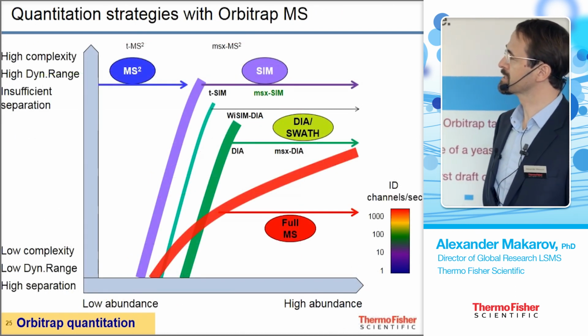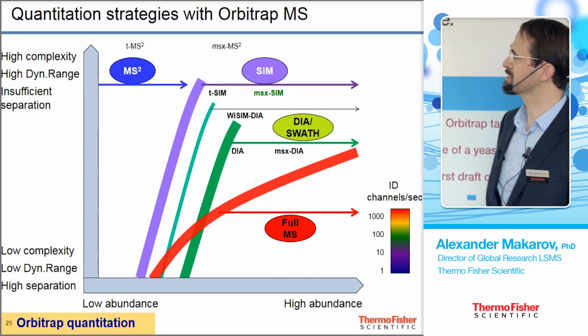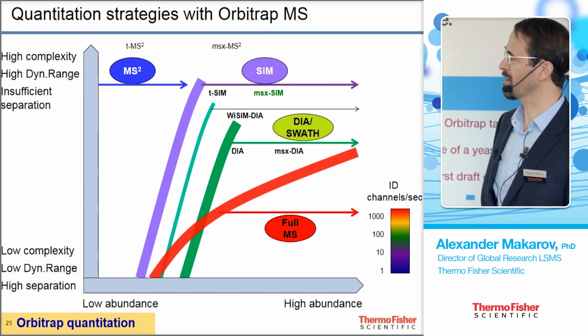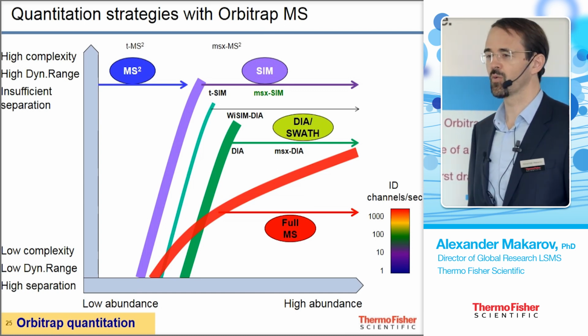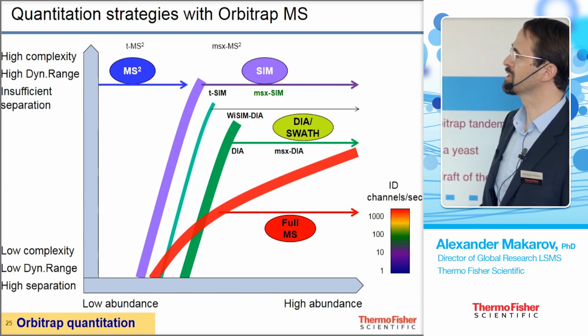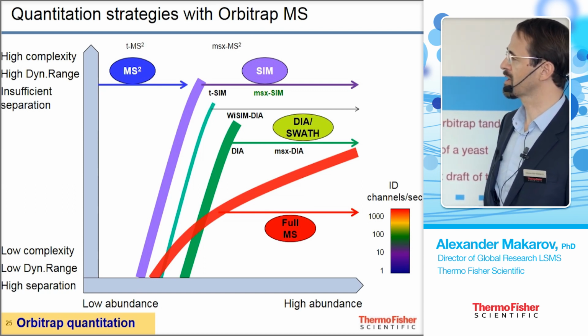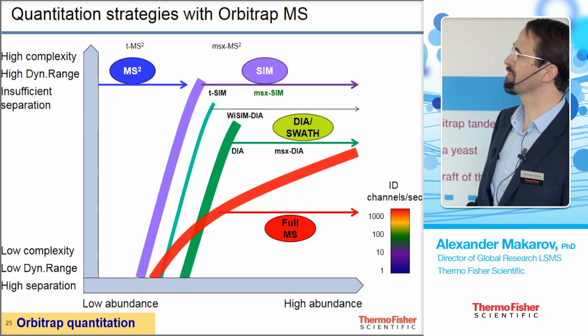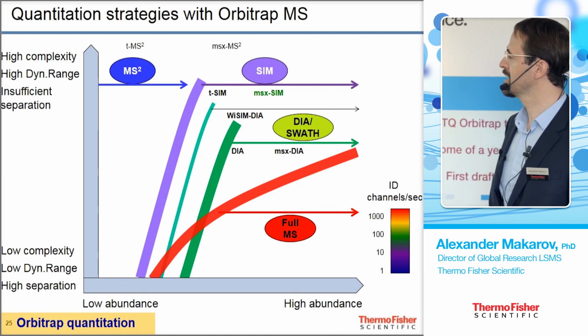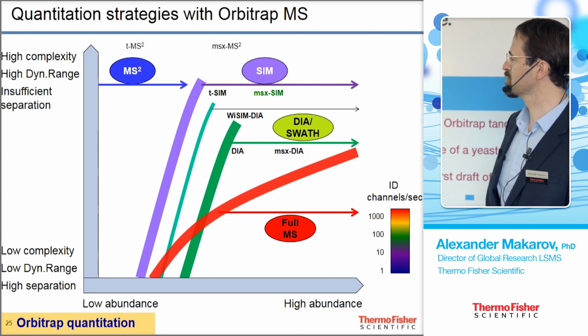And actually, all these different ways of operating with ions allow us to explore different quantitation strategies with Orbitrap mass spectrometry. Unfortunately, there is no one-size-fits-all, because we have a huge variety of samples, from low complexity samples of low dynamic range, usually due to very high quality of separation, down to very complex samples with very high dynamic range, which usually means that there is not sufficient separation. And we have analytes which could span many orders of magnitude from low abundance to high abundance.